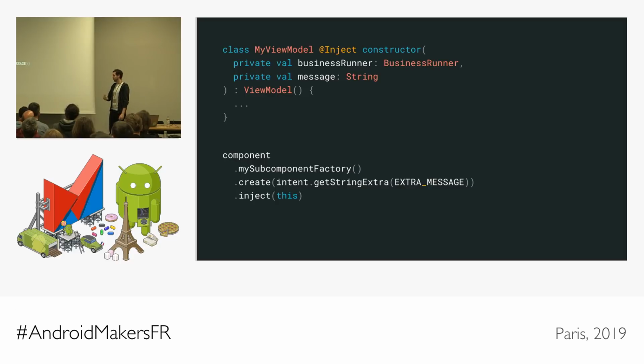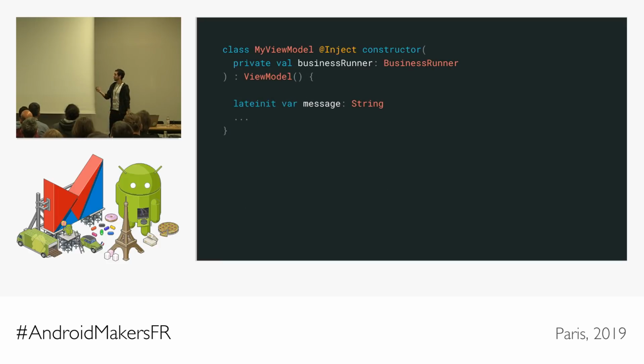We can do that without subcomponents. First alternative we have is we can just move our message outside of the constructor and set its value after we have the view model injected into the activity. Looks good, right? It's simple. And we want to keep things simple, but not this time.